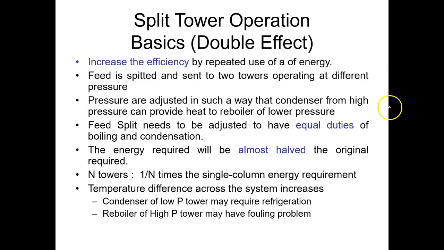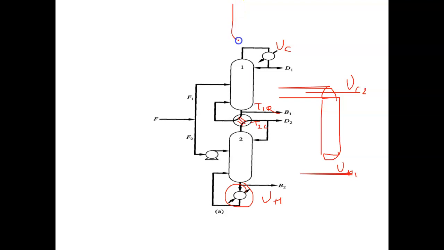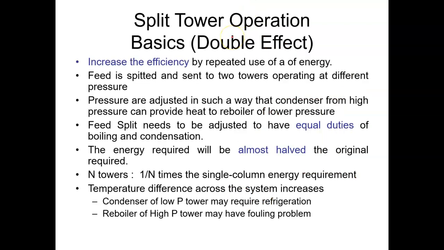If I add a third column on top with another pressure, wherein this condenser and this reboiler can exchange energy, then what will happen? I supply heat here, it is reutilized once, it is reutilized a second time, and then I have the third condenser duty. So my requirement would go to 1/3. Likewise, if theoretically I can put up n towers, my requirement of energy will go to 1 by n.